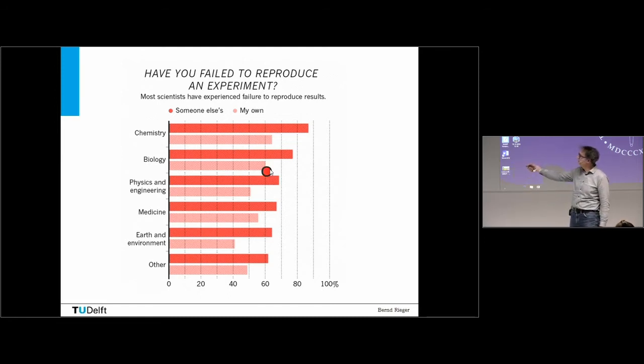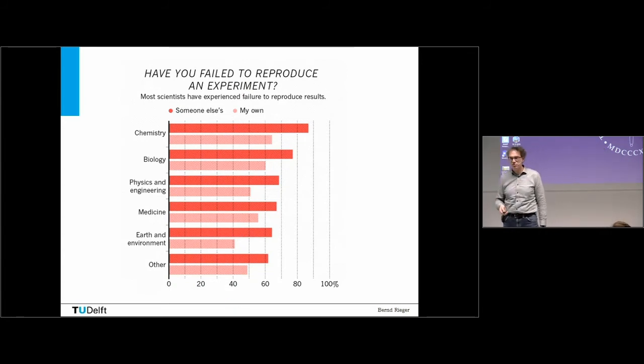So then they split this out in different categories. They asked, did you fail to reproduce somebody else's experiment and your own? So if you try the same experiment again a few years later. Now, here's the 50% line.